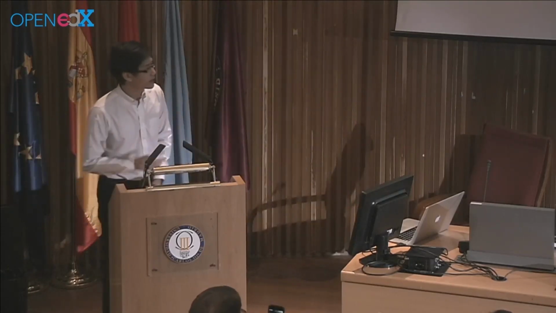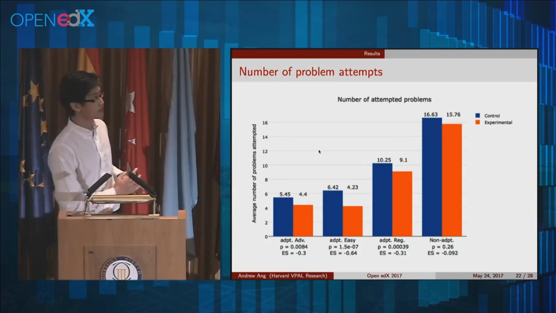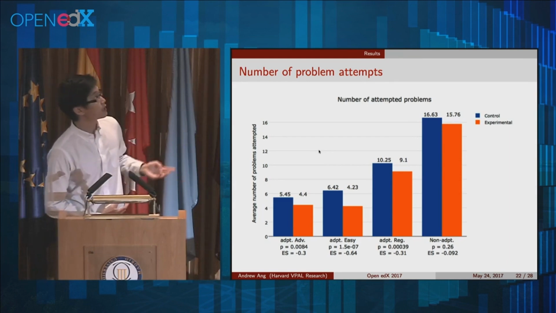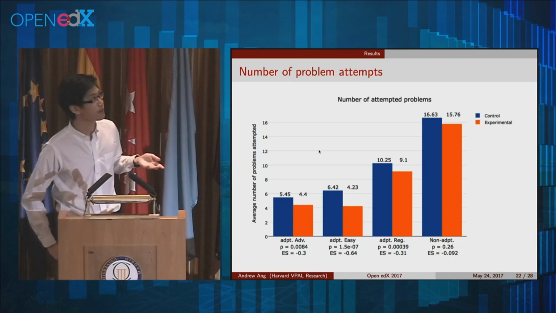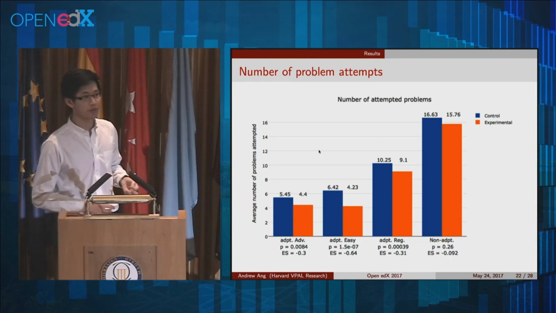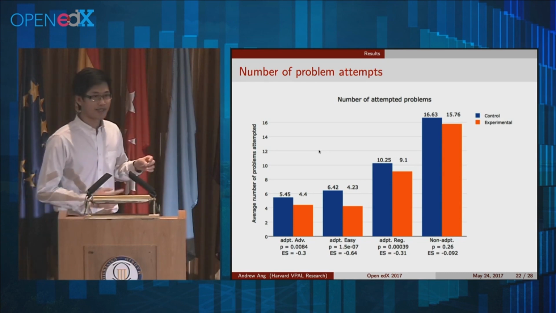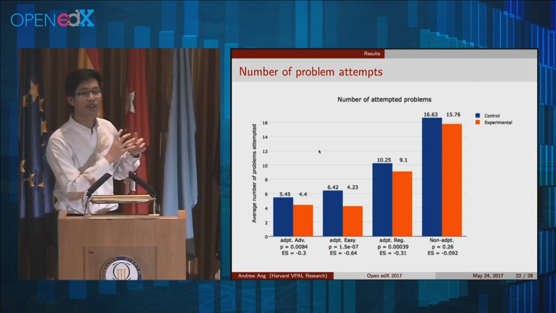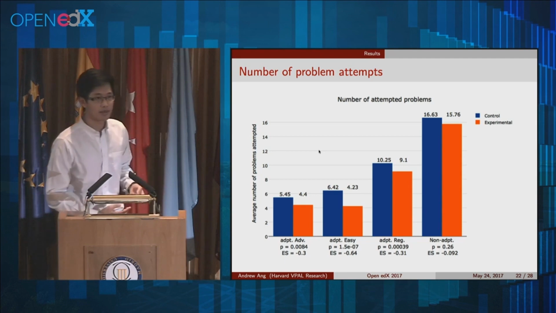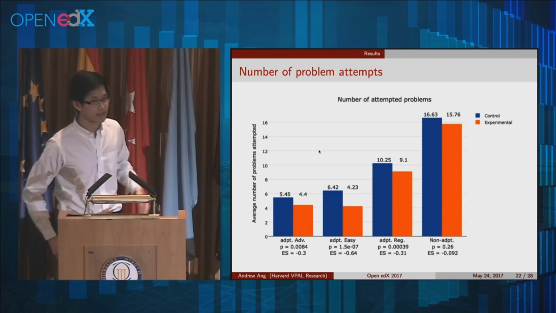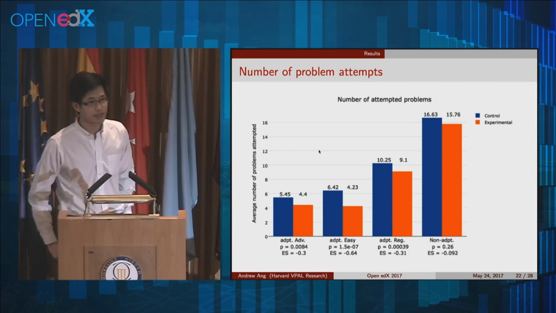And at the same time, the number of problems that they attempt per module or in the course actually decreases for people who had adaptivity. And so this is where we started to think about efficiency of learning. You are having the same learning gains pre and post course, but you're doing fewer problems to get that same learning gain. And presumably spending less time on the course as well.